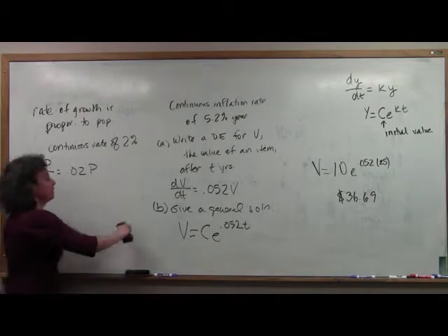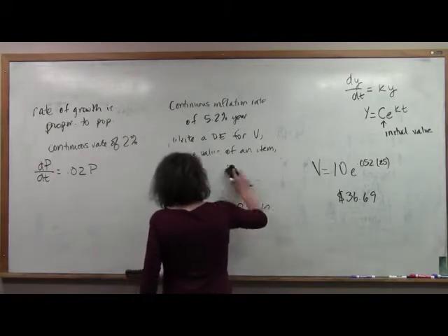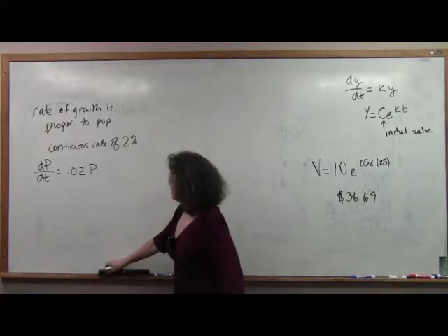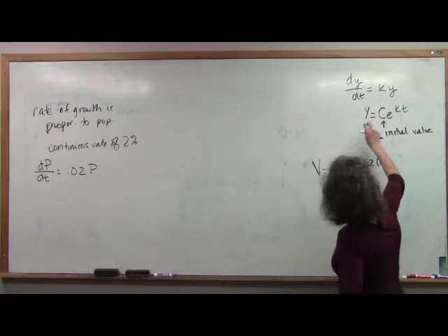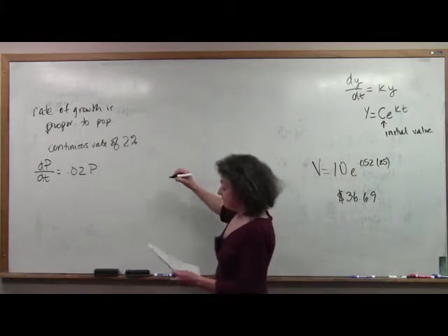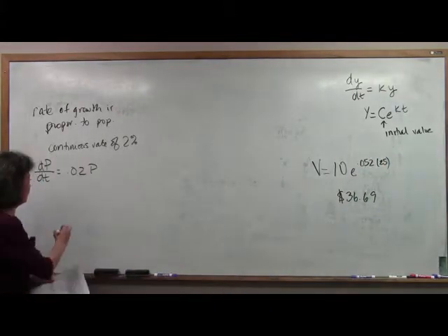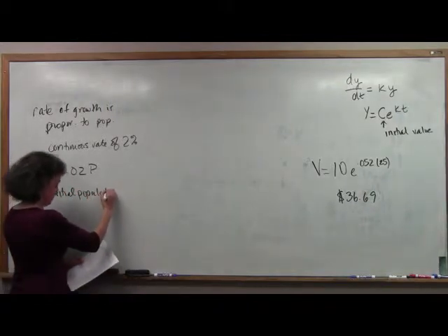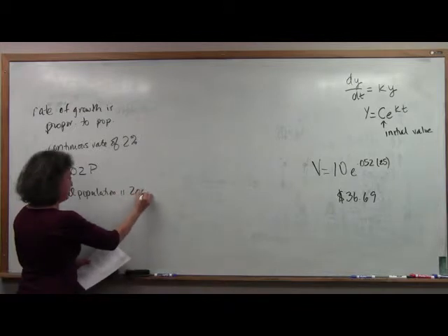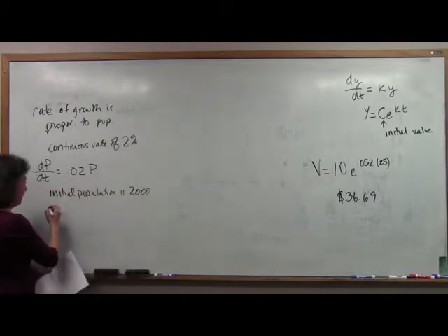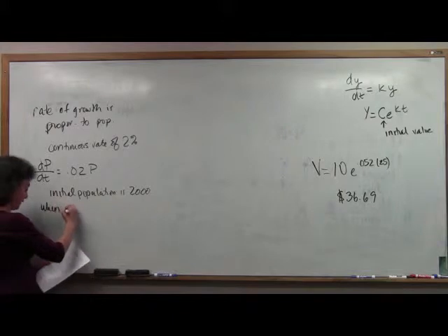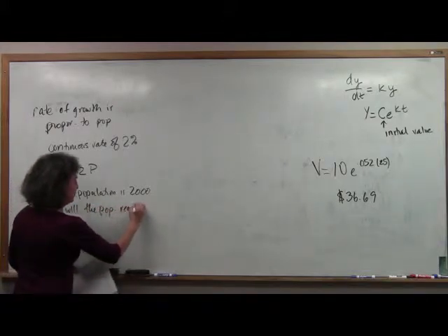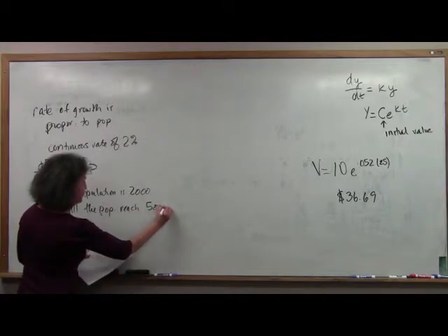Well, if I asked us to write a differential equation, dP/dt, I claim we know that's 0.02 times P. Okay? So when you're given that the rate of growth or decay is proportional to, you know you're in this form. Now, further suppose, what if I told you that the initial population is 2,000? And I want to know, when will the population reach 5,000?